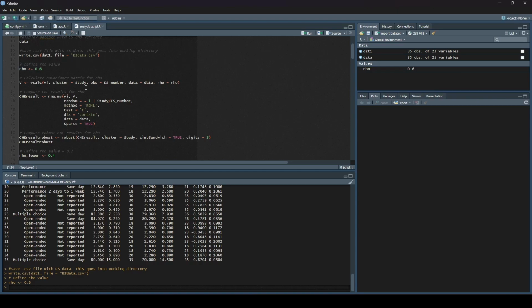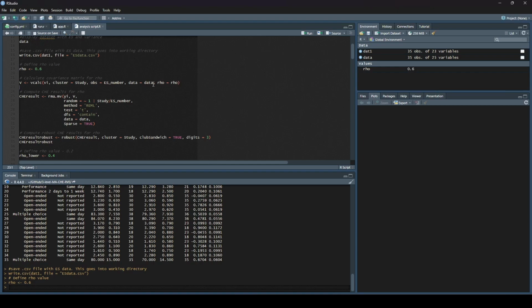Next, we're going to set up our covariance matrix for rho. If you recall the way R structures this, I'm going to name this V, capital V, and then everything that comes after this little arrow. So we're going to use the vcalc function from metafor. We're going to say our variance column of our effect sizes is our first value here. Next, we're going to tell it the cluster is labeled study in our data set. The observation is labeled effect size number in our data set. The data is in the data set called data, because I'm really creative. Last but not least, we have rho, and we are going to set our rho value as rho.